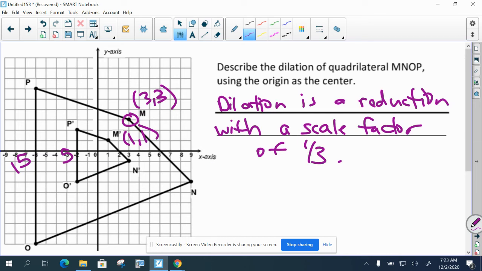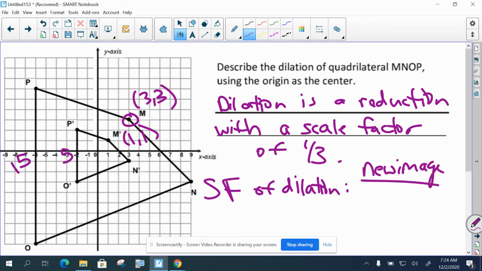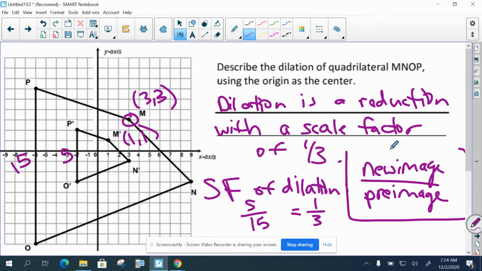Okay, so also important is that when you find a scale factor of a dilation, the way to do it is you take the new image and you divide it by the pre-image. So here we took 5 and divided it by 15. Or you would take 1 and divide it by 3. All right, so that's how you figure out the scale factor of a dilation.